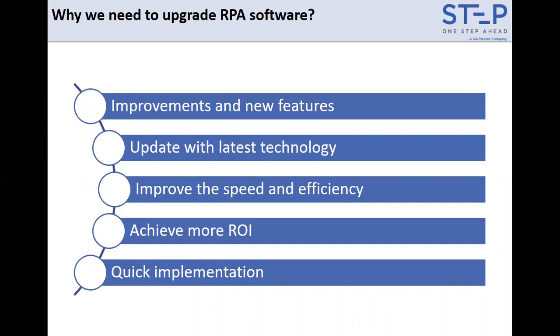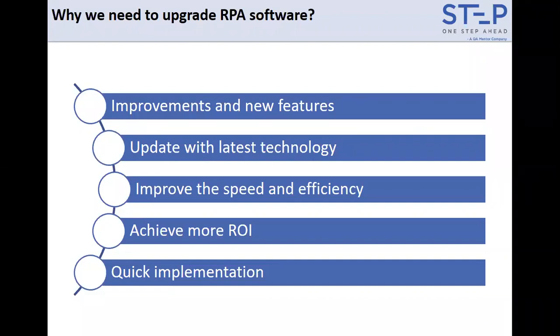Second is updating with the latest technology. When new versions are released, they are updated with the latest technologies. For example, UiPath has come up with the latest technologies like AI Fabric, testing capabilities, and computer vision. We can achieve these latest technologies by upgrading the RPA software. And third, it will improve the speed and efficiency of the bot.